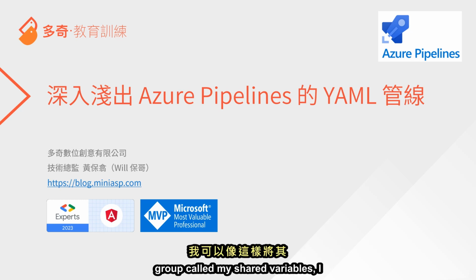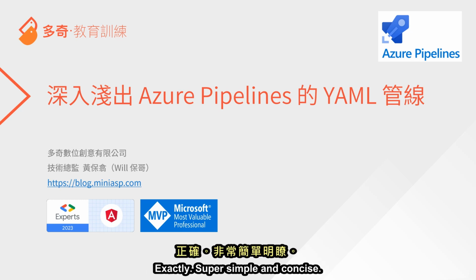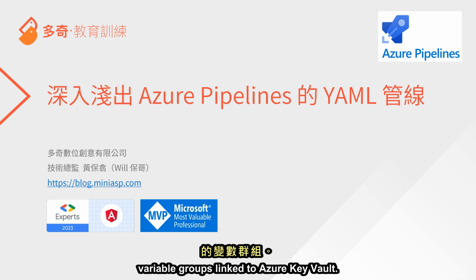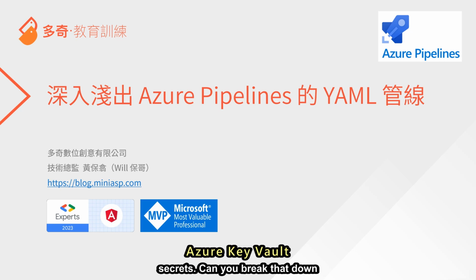So if I have a variable group called my shared variables, I can link it to my pipeline like this: variables.group, my shared variables. Exactly. Super simple and concise. Now let's talk about those variable groups linked to Azure Key Vault. You mentioned earlier that this is a more secure way to handle secrets. Can you break that down for me?